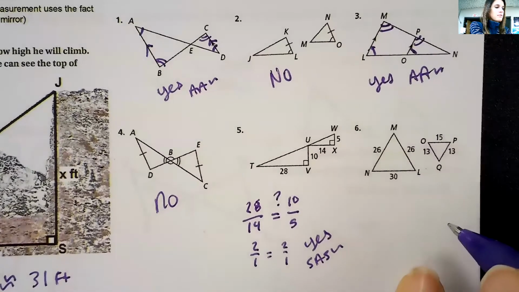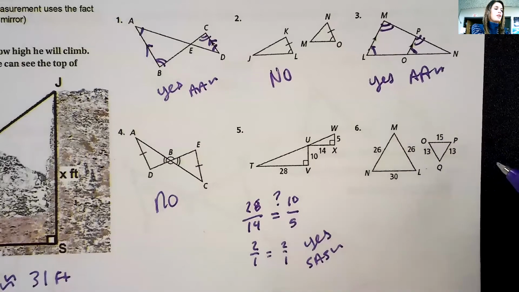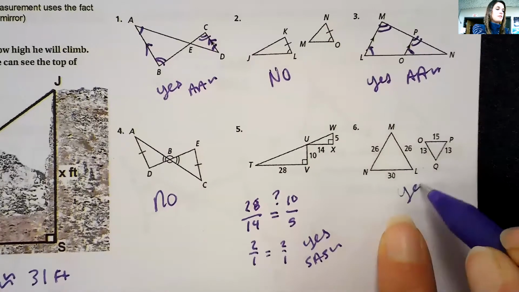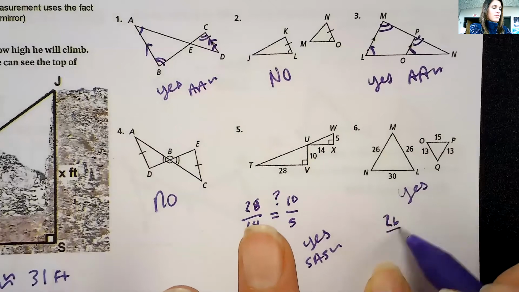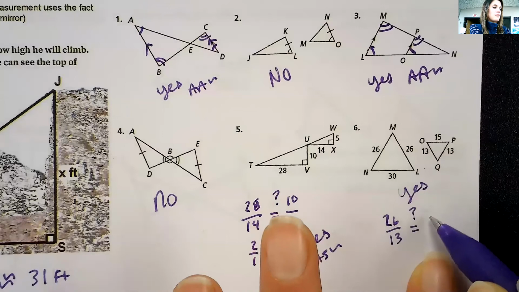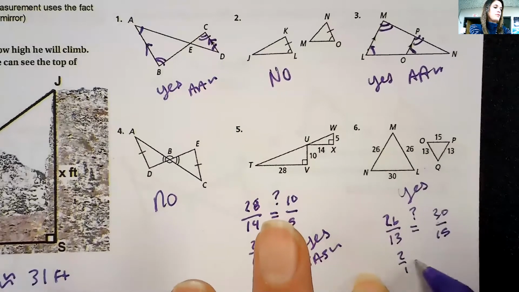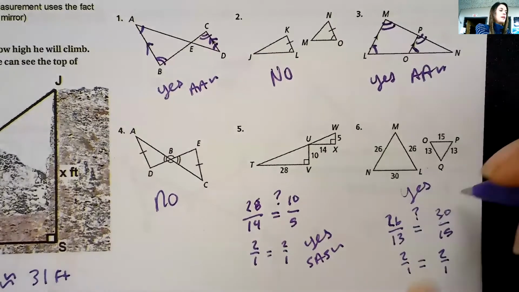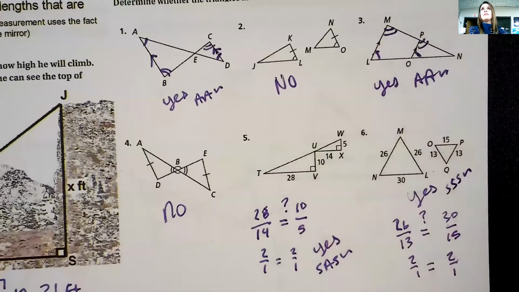Number 6, we have no angles marked. We have 3 sides. Can you guys tell by looking at it? Yes. Why yes? 13 is half of 26 and 15 is half of 30. Good. Excellent. Yeah, so you don't even need to write this down if you can just see that. 26 to 13, 30 to 15. Again, it's 2 to 1 or just 2. So this one again is yes, but this time by side similarity.